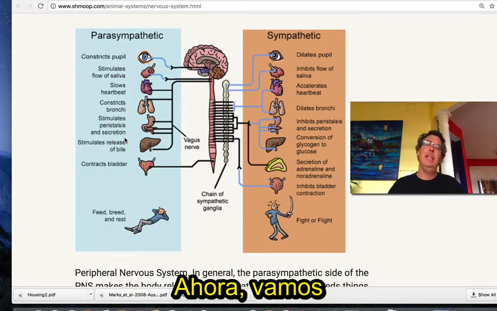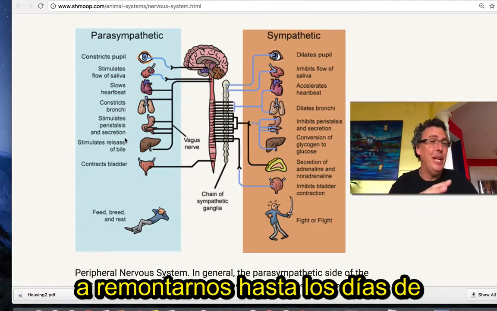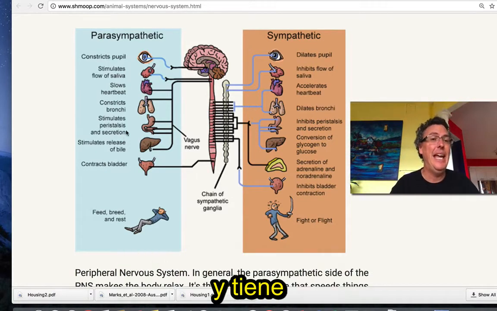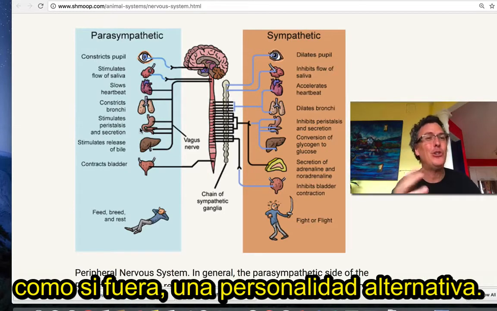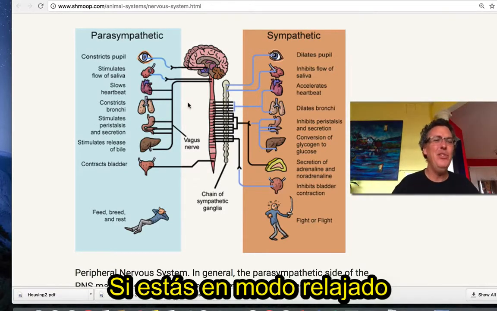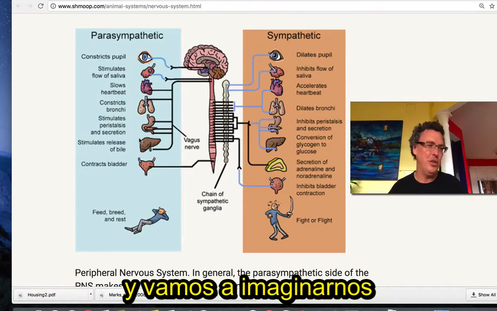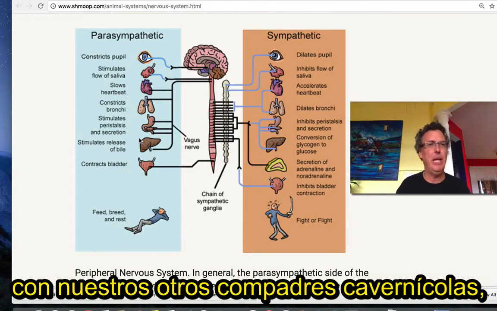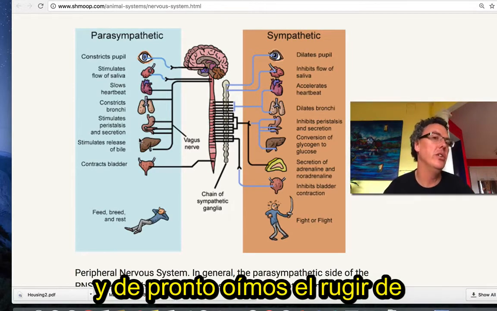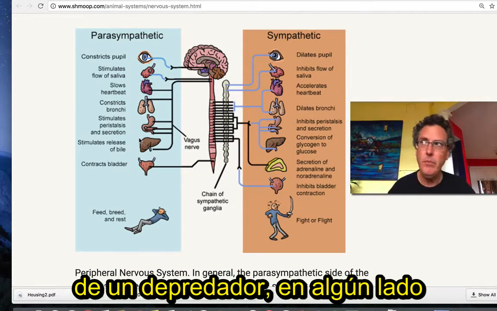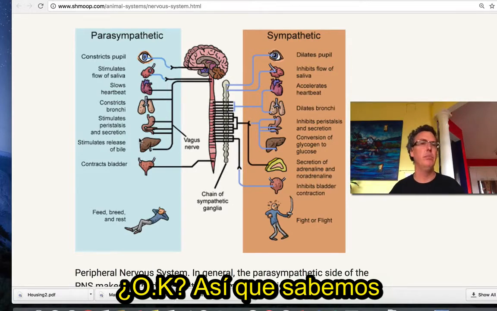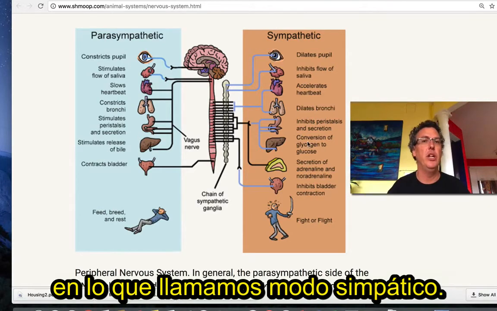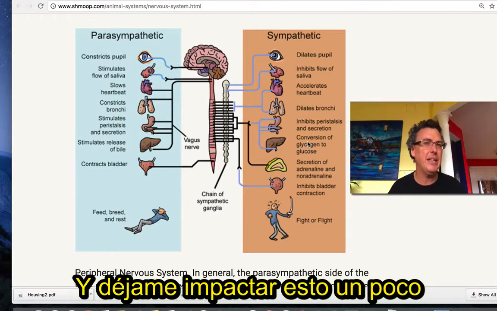Now, let's think back to caveman days, because that's where this system that we're going to talk about actually evolved. And it has an alternate personality, as it were. If you're in relaxed mode, and let's imagine we're cavemen sitting around a fire somewhere, perhaps relaxing with your other caveman buddies, and suddenly we hear the roar of a predator somewhere. Okay, so we know there's a predator somewhere around us. Immediately our body will go into what we call sympathetic mode. And let me unpack this a little bit.